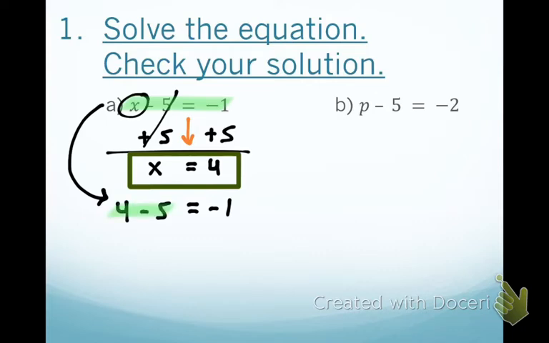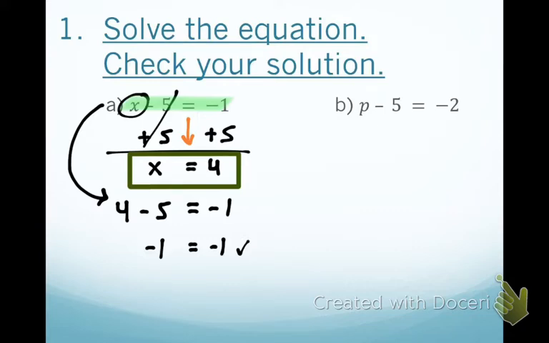Now, let's talk about this on the left-hand side. What is 4 minus 5? Negative 1. I'm going to drop that down. Drop down your equal sign and drop down that negative 1 on the right-hand side. Guys, is this a true statement? Negative 1 equals negative 1? Yes. Give yourself a mini check mark because it did check out. Let's go on to the next one.